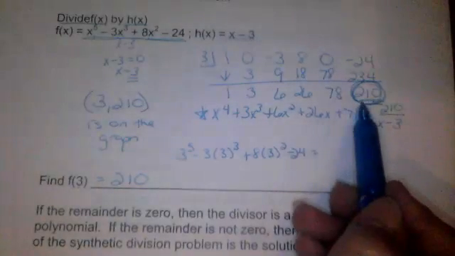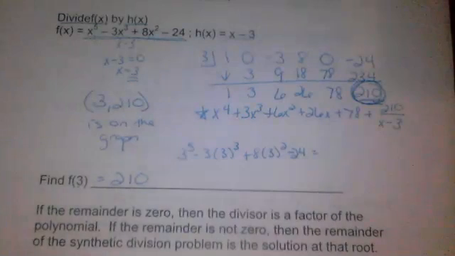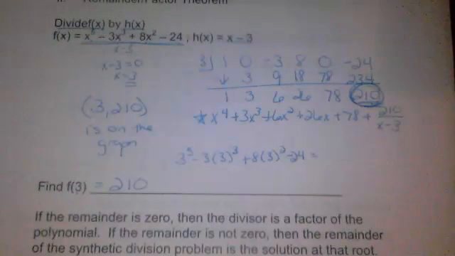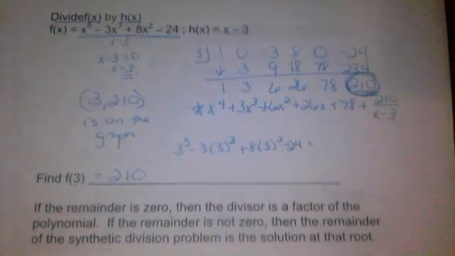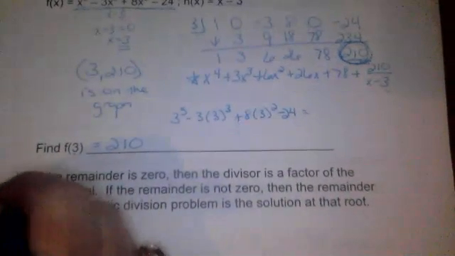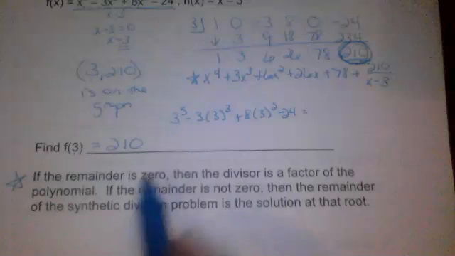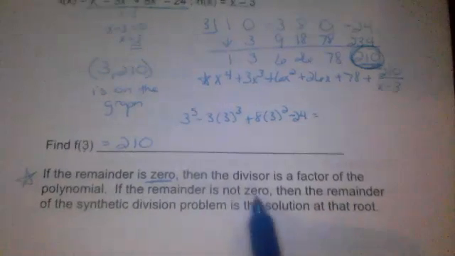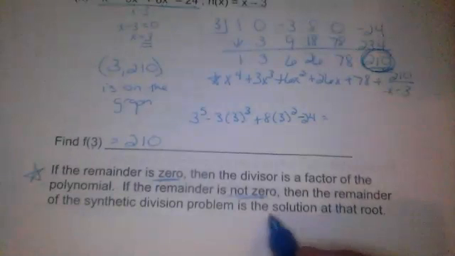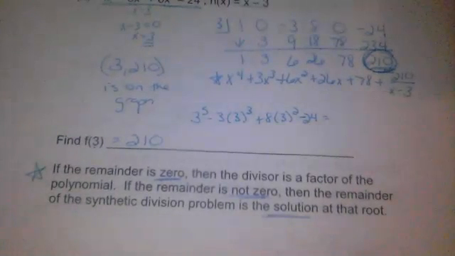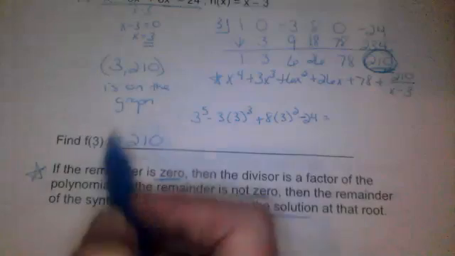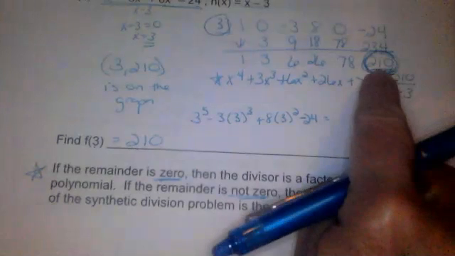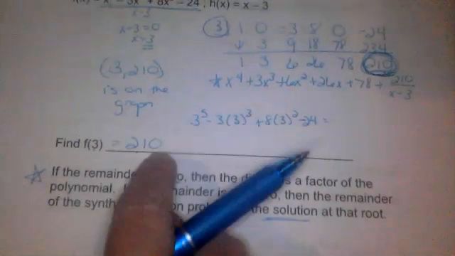So this remainder is what I would get if I plugged 3 into the original problem. So that's another piece of information, and this is called the remainder factor theorem. If the remainder is 0, like on the other side of this paper, then the divisor is a factor of the original polynomial. But if it's not 0, the remainder is still a solution at that particular point. So f of 3 is 210. Whatever number I have in this box, this is my output value. So when I put in 3, I get 210.